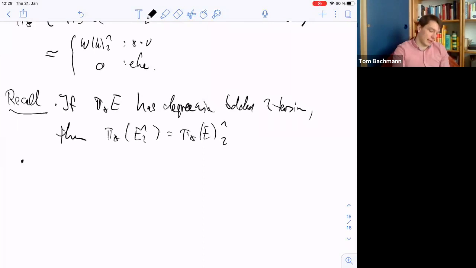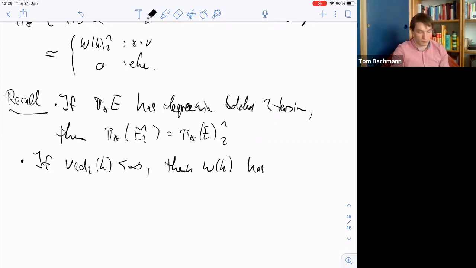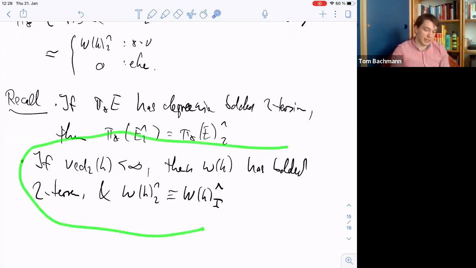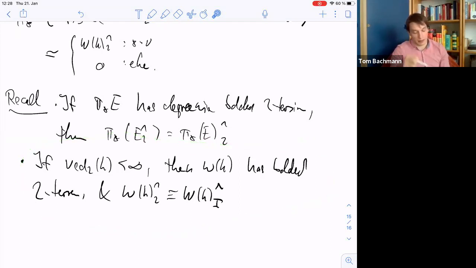And the other thing is that if vcd_2 of k is less than infinity, then the Witt ring has this property: bounded 2-torsion. And moreover, if I take the Witt ring and complete it at 2, it's the same thing as if I take the Witt ring and complete it at the fundamental ideal. Neither of these statements is totally obvious, but one can do this using some facts about the theory of quadratic forms.